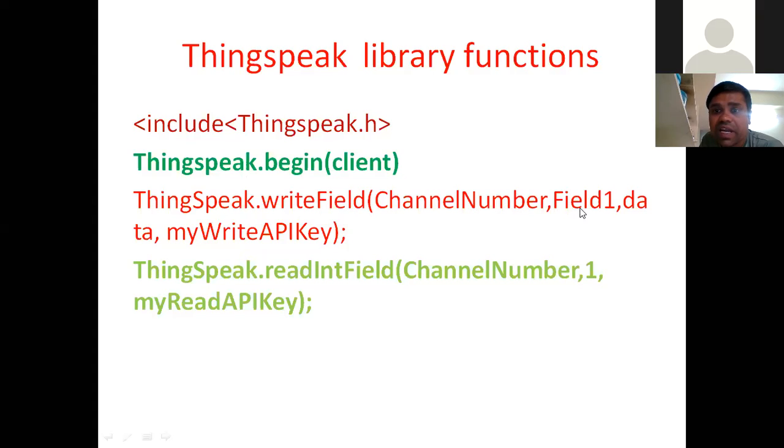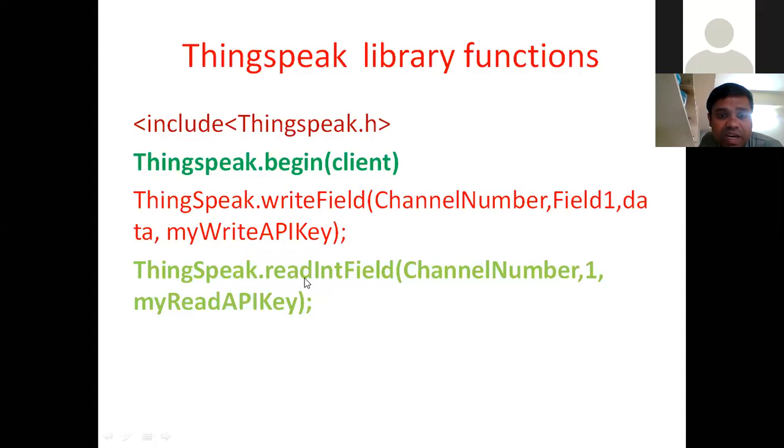Field 1. The data will be stored in which field? We have 8 fields. Suppose I want to store the data in field 1. In order to send the data, we must be aware of what our channel number is, what the write API key is, and in which field we want to store it. That is the scenario here.